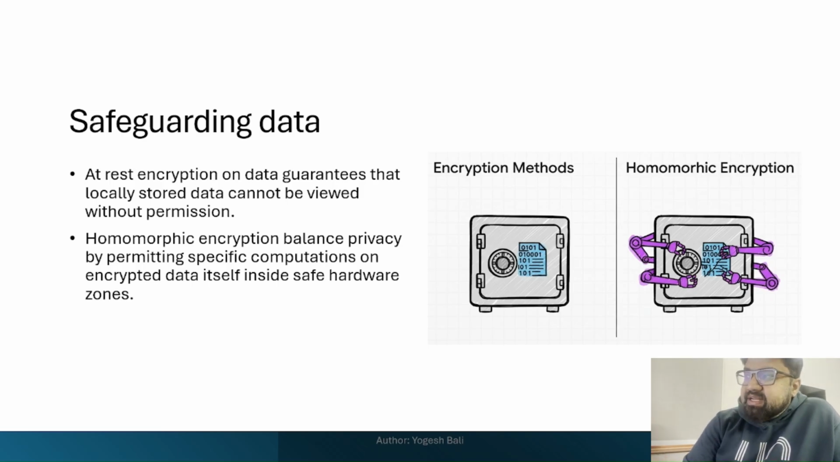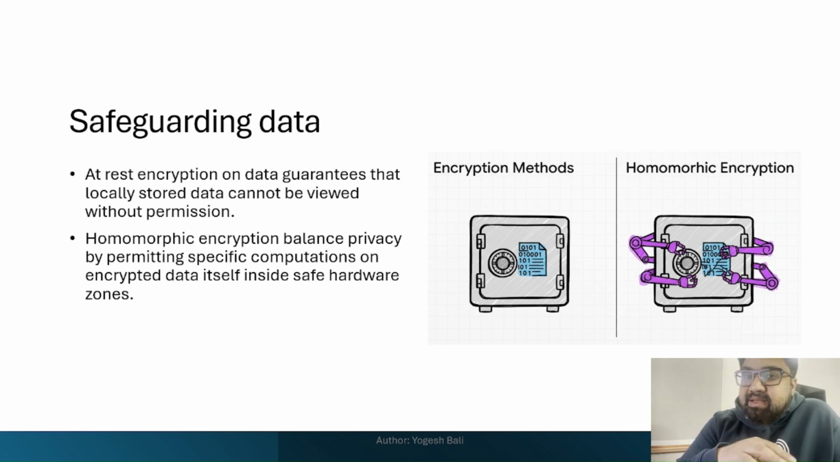Like in this image, if you can see, normal encryption is like encrypting the data. That means putting that data in, say, a locker, and then if we need to change anything in that data, we first need to decrypt it. That means we need to open this locker, take the data out, do some computation, then encrypt it back, which means putting it back in the locker and locking it.